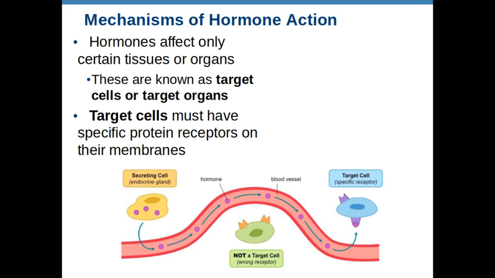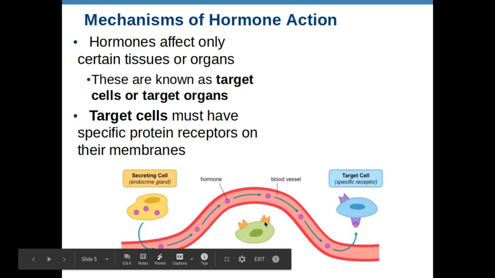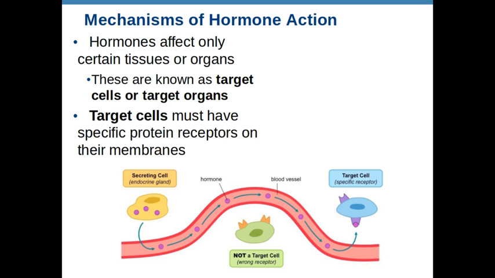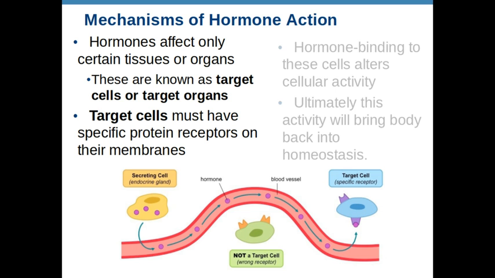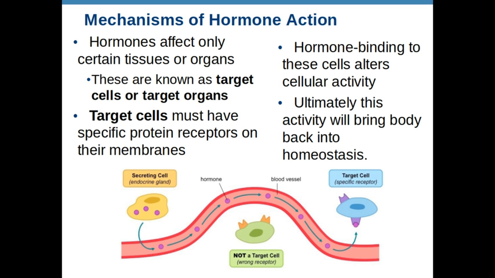So basically, the hormone has a certain shape as it's traveling through the blood, and it's getting introduced to all these different cells along the way, but it's only going to bind with certain shaped protein receptors on the target cell membranes or within the target cell itself. And so that's why they're called target cells, because they fit perfectly with specific hormones that are traveling through the blood.